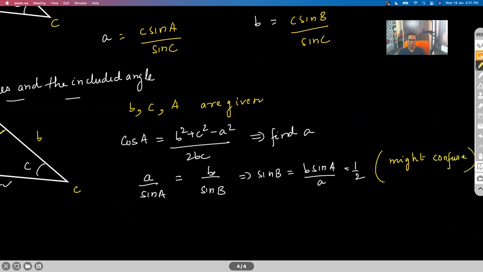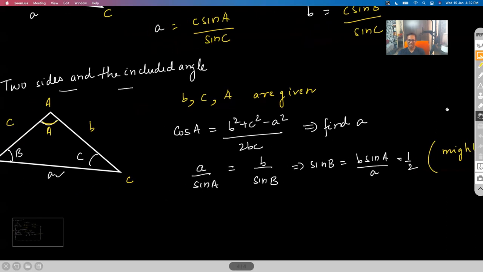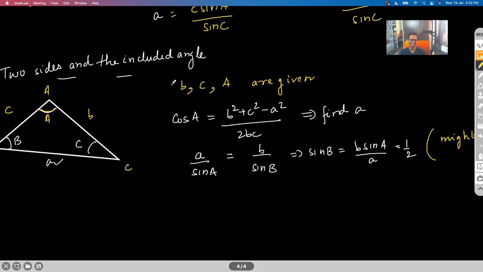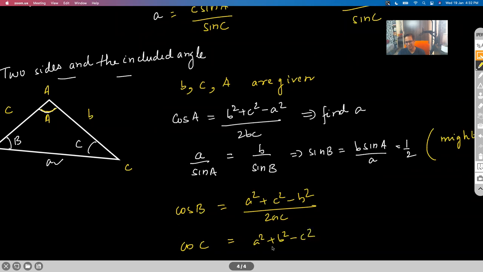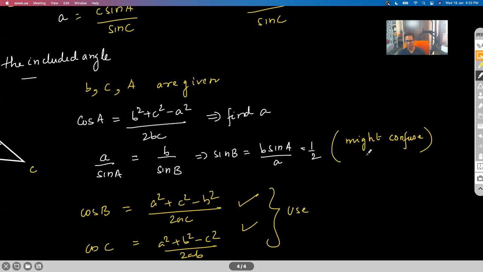So I normally refrain from using the sine law in such a case. What I would do is, see, I've already found out all my three sides. So why not use the cosine law for cos B and cos C to get our remaining angles? So cos B is what? (a² + c² − b²)/2ac. And cos C is what? (a² + b² − c²)/2ab. Why not use this? So it is better to use this and refrain from using the sine law, because it may cause a confusion, but it depends on a case to case basis. I'm not generalizing it. It's not going to happen always.